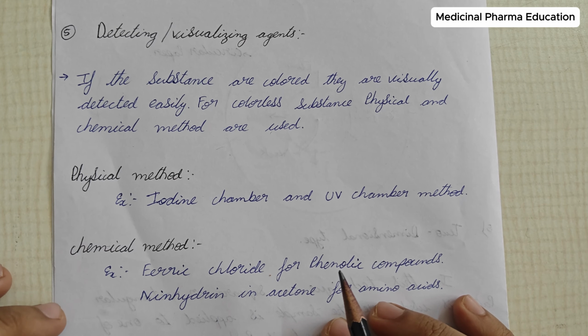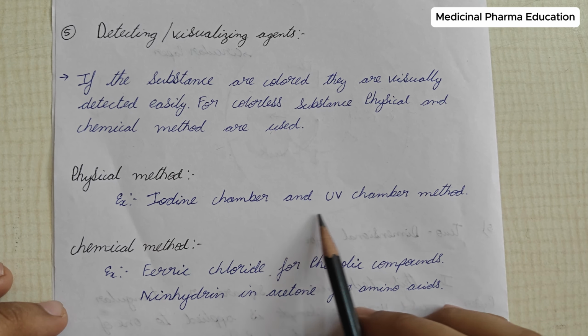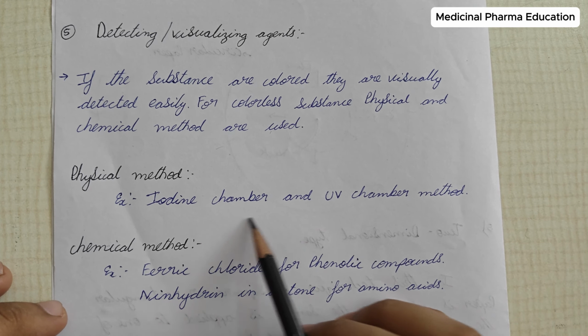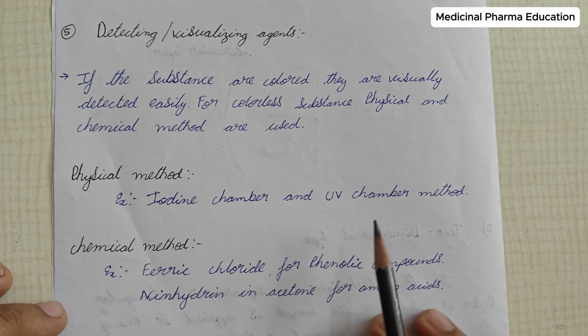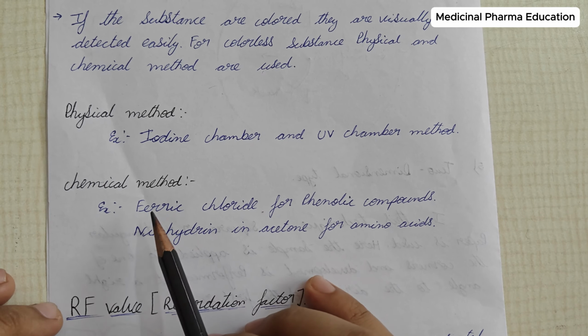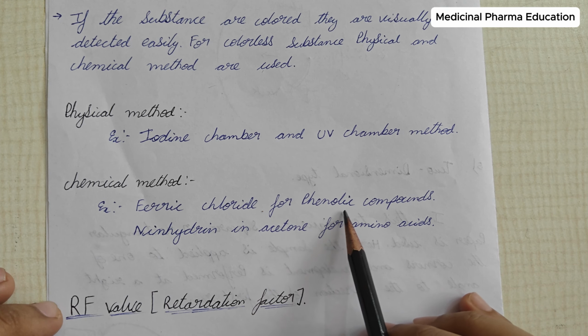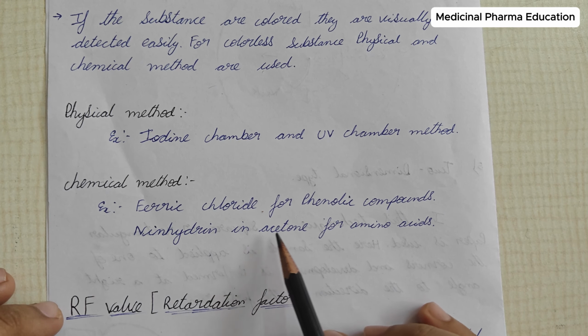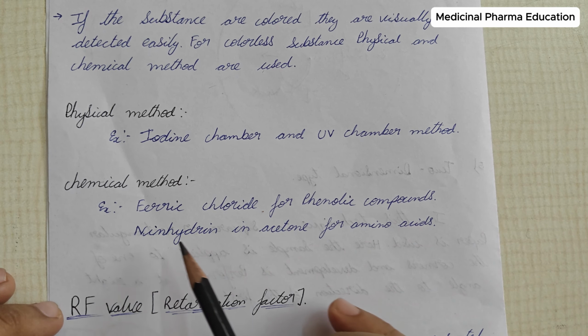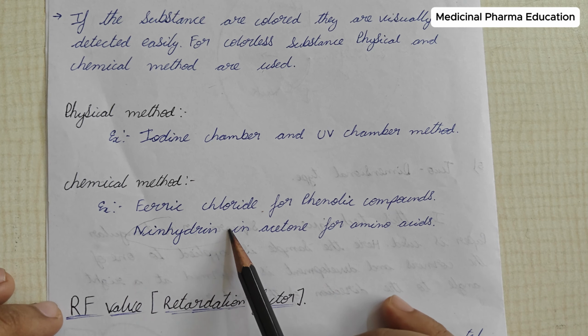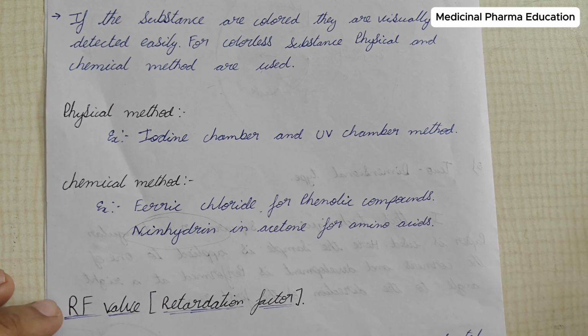Physical, what are the methods? Iodine chamber and UV chamber, okay. By using these two instruments, we will detect the color. Next, chemical methods. Ferric chloride for phenolic groups and ninhydrin in acetone for amino acids. You have majorly used ninhydrin, okay, in your chemical method.